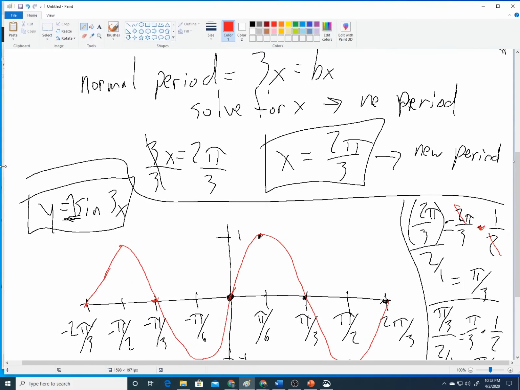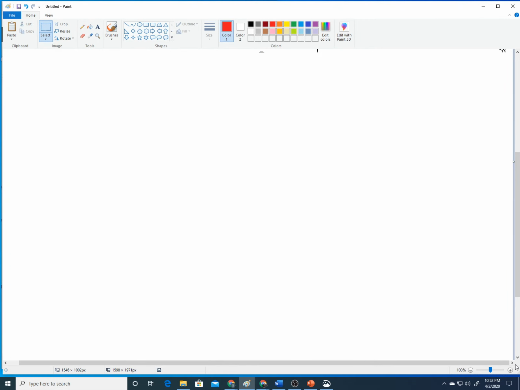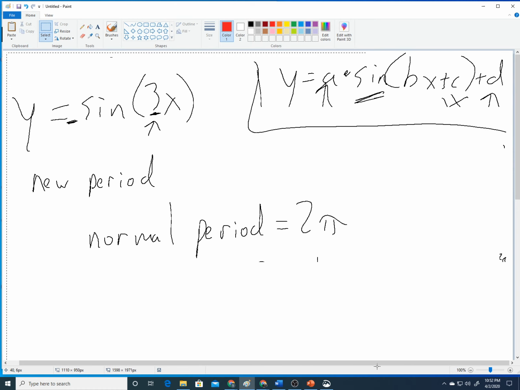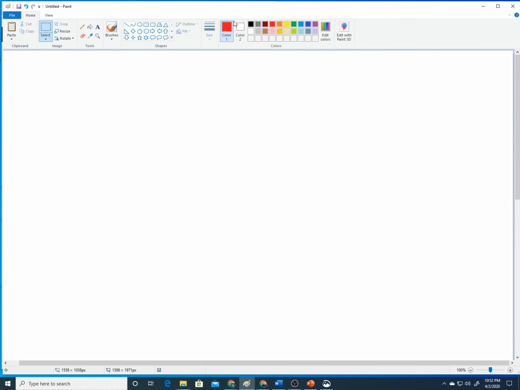Okay, let's try another one. I'm just going to go ahead and delete everything this time. I think I heard one of you say you want to do a cosine function, and that makes sense to me. Let's do y equals, let's give it an amplitude and a new period. Let's give it 4 cosine of 2 pi x. Let's be adventurous.